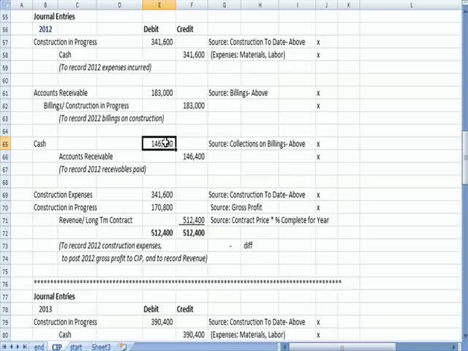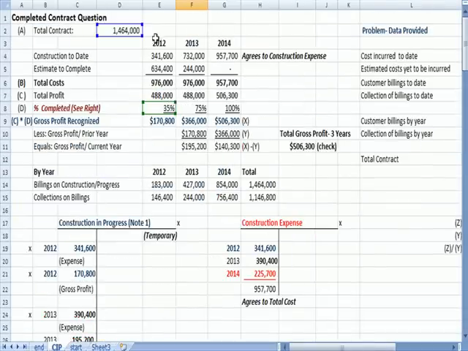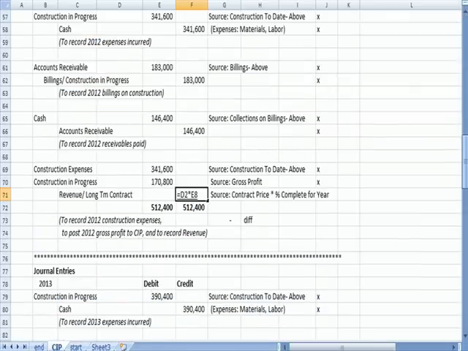Now the last journal entry. We've got revenue, and I see off to the right it's the contract price times the percentage completed for this year. So if I click on it, I'm taking the total contract price in blue, $1,464,000, and I'm multiplying it by 35% in green. That's the total revenue that I recognize.